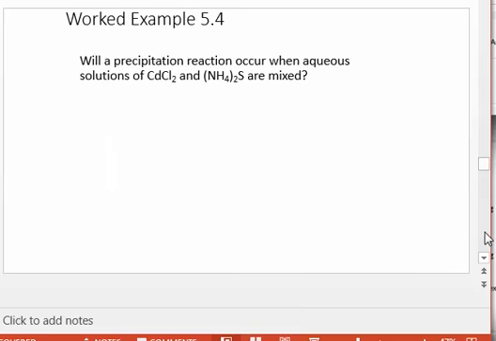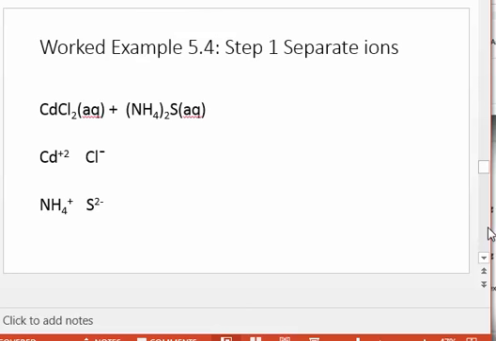Let's look at worked example 5.4. Will a precipitation reaction occur when aqueous solutions of CdCl2, or cadmium(II) chloride, and (NH4)2S, or ammonium sulfide, are mixed? Let's apply our steps. First, let's separate the ions of each compound.